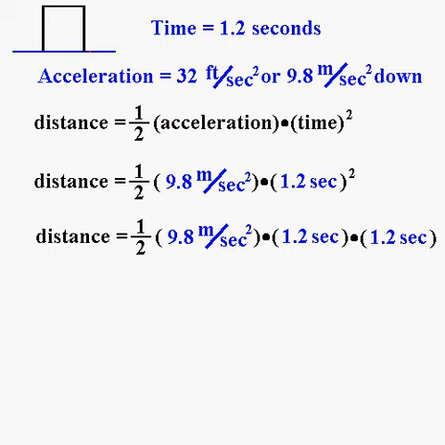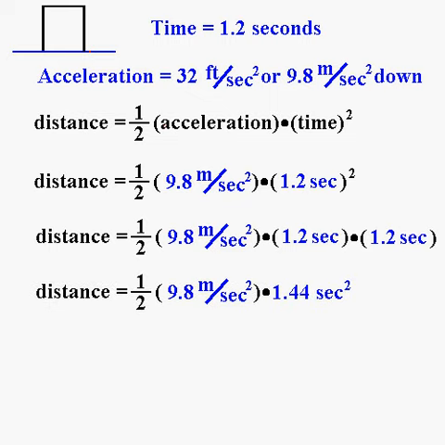Well, remember, when we do math, we can group the numbers together. So 1.2 times 1.2 is 1.44. And then we can put the units separately. Seconds times seconds is seconds squared. So the equation turns out to be distance equals 1/2 times 9.8 meters per second squared times 1.44 seconds squared.